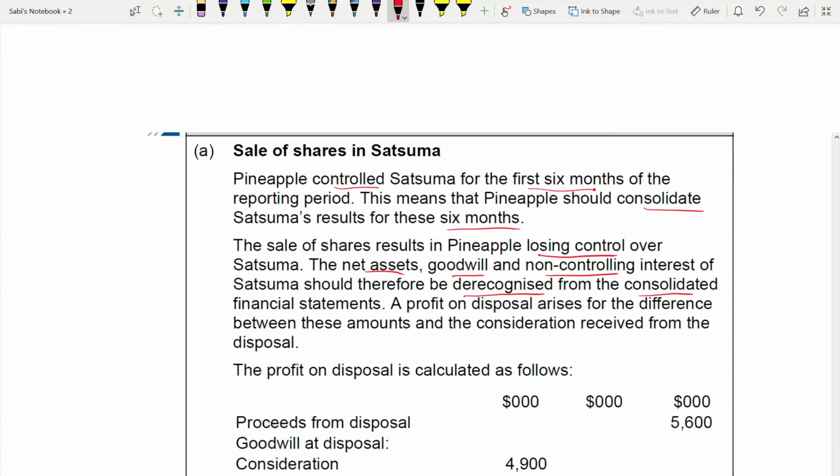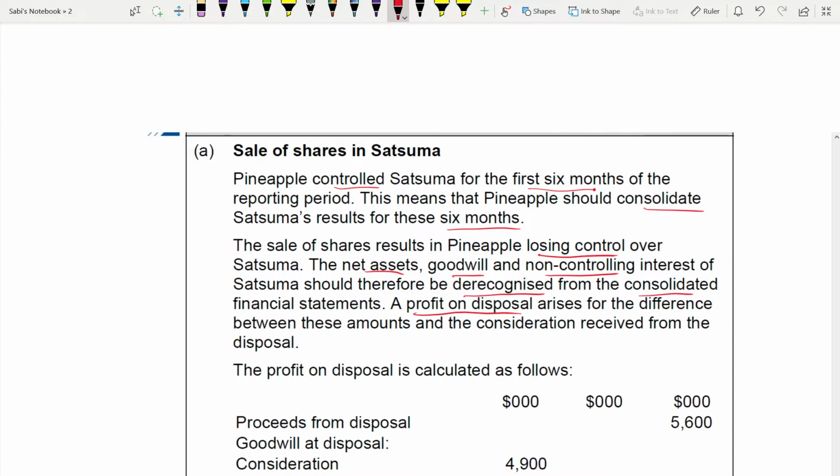When you're acquiring, you recognize these things, right? Net assets, NCI, and consideration, and get the goodwill. When you are selling, de-recognize them. Selling means not all selling, but when you're losing control. So when you're losing control, you have to calculate a profit or loss on that sale. It could be a loss, it could be a profit. Okay, in this case, a profit on disposal.